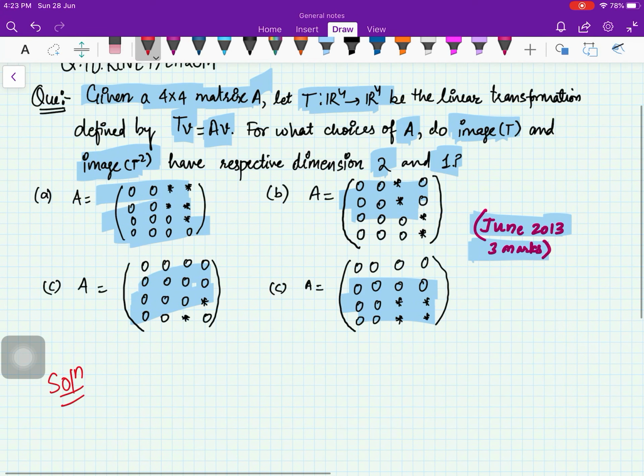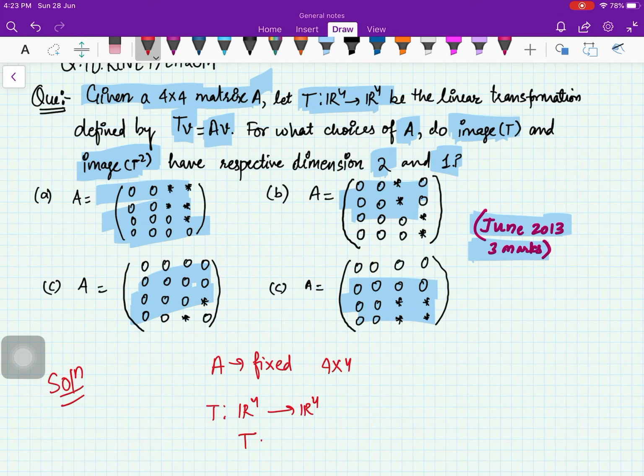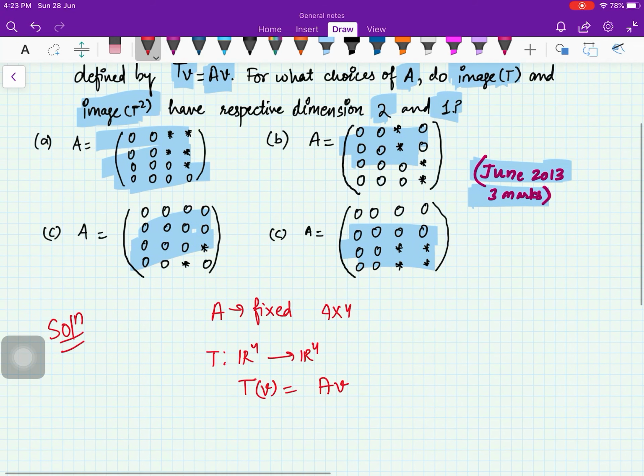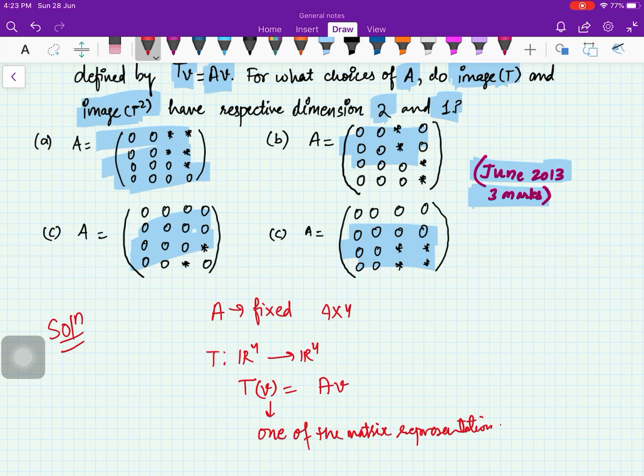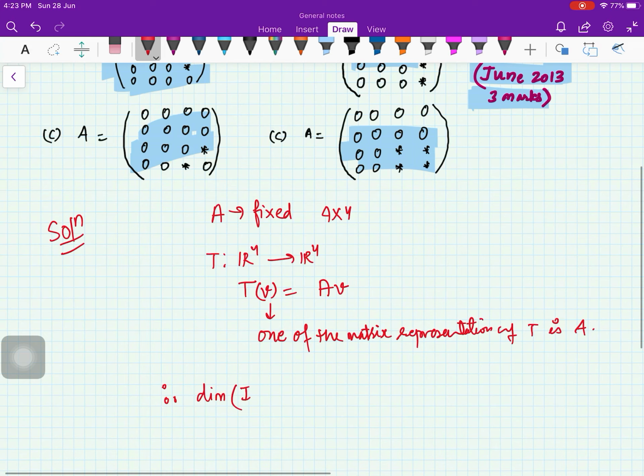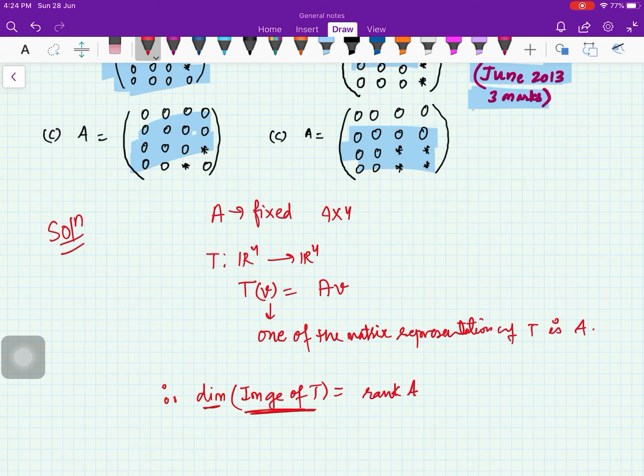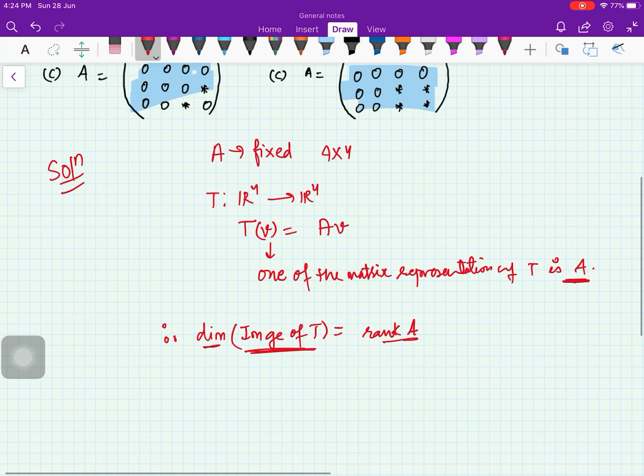So let us look at the statement again and try to solve it. You have a fixed 4 cross 4 matrix A, and a linear transformation from R4 to R4, defined as T when operated on any vector V is A into V. From here it should be clear that one of the matrix representations of T is A. Therefore, the dimension of image of T is the same as the rank of A, because the dimension of the image of T is the same as the rank of the matrix representing that transformation.